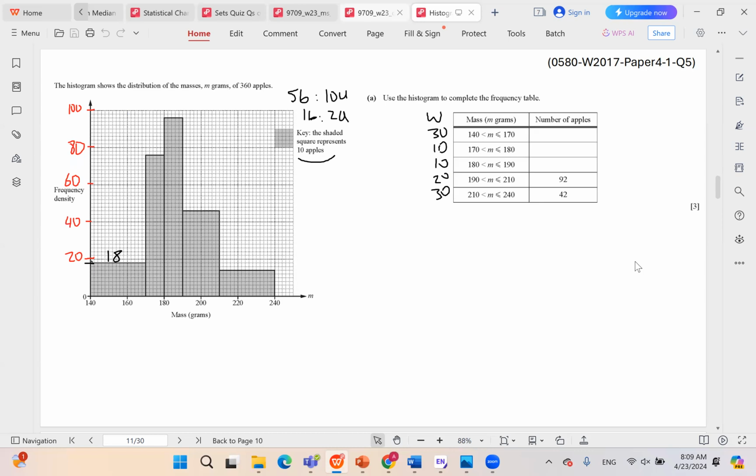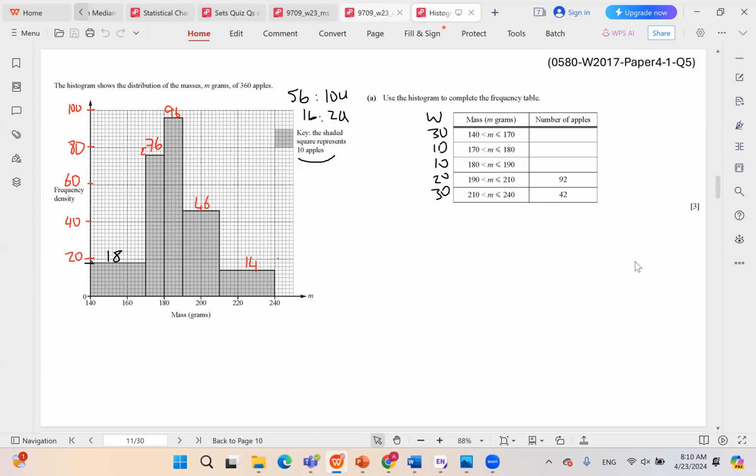So for the first one, it's 20 minus 2, which is 18. For the second one, this would be 80 minus 4, because we have 2 boxes here. So 80 minus 4 is 76. For the third one, it's 100 minus 4, so this is 96. For the fourth one, it's 40 plus 3 small boxes, so 46. And then for the final bar or column, we have 20 minus 3 boxes, so this would be 14.